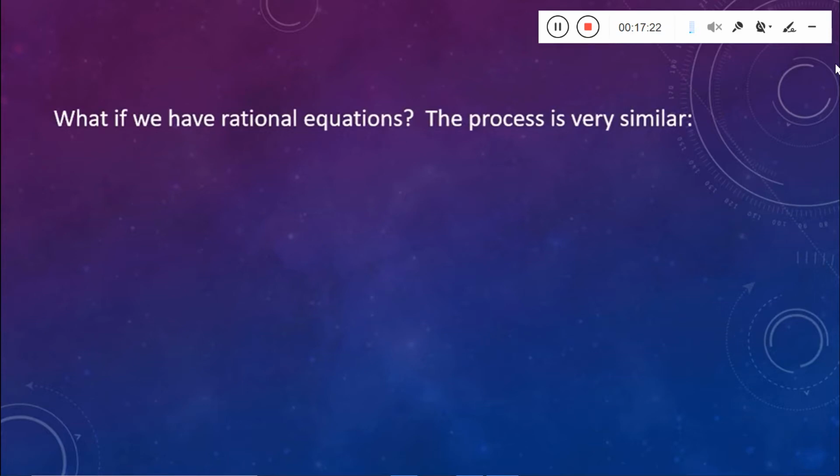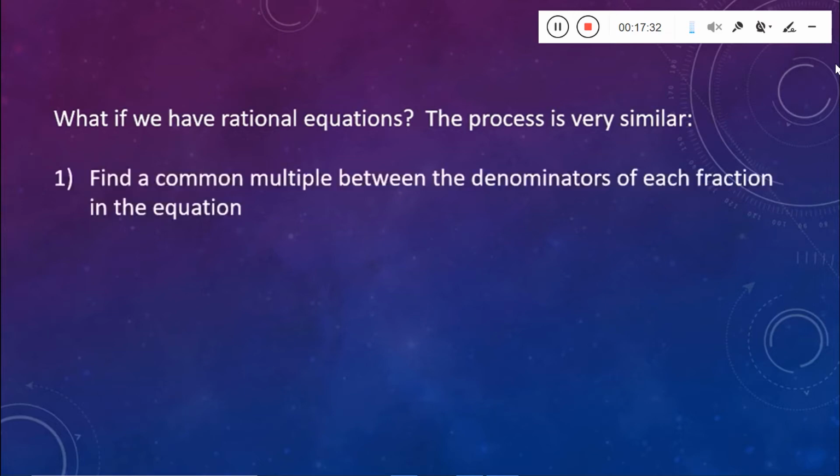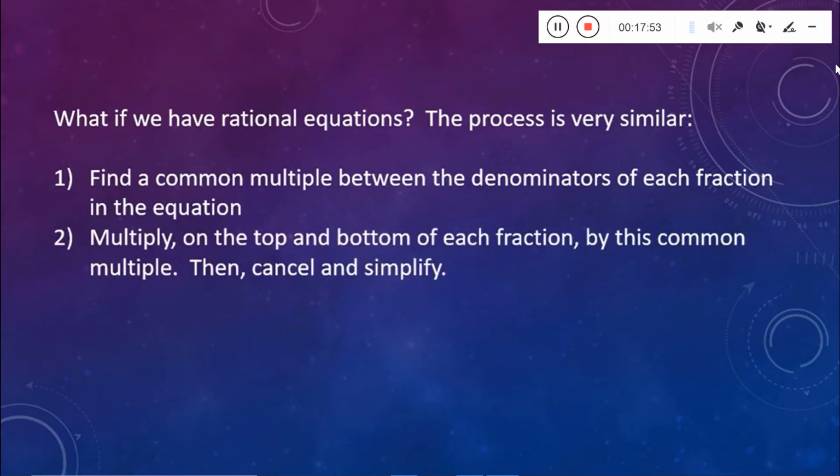Now, what if we are seeing rational equations? What if we're seeing things like something over an x, or something involving an x over some number? Well, we have a very similar process. There's just some extra stuff that we have to do first. First thing we have to do is find a common multiple between the denominators of each fraction in the equation. A common multiple is simply the product of the bottoms of each of those fractions. Then, once you've found that common multiple, you're going to multiply on the top and bottom of each fraction by this common multiple. Then you're going to cancel and simplify.